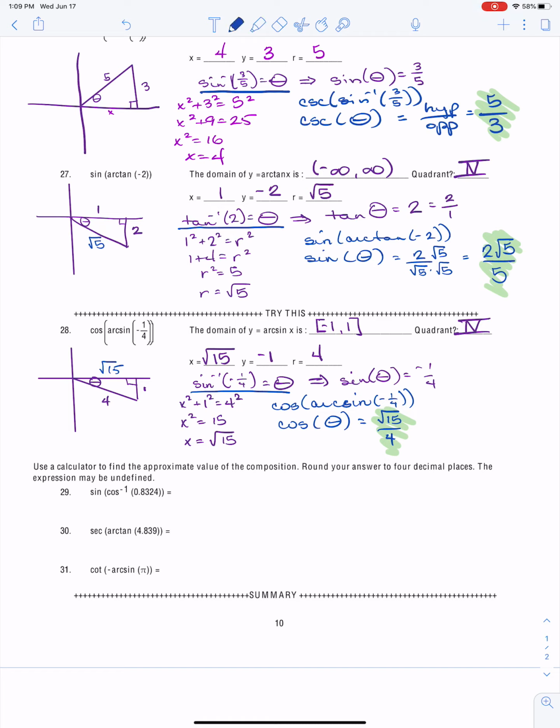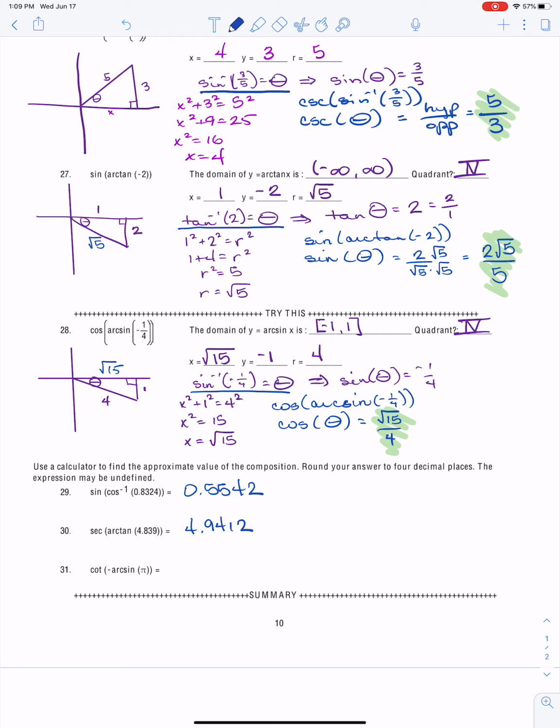Okay, so 29, 30, and 31, we are going to plug these all into the calculator. Please make sure that you are set to radians. The sine of the inverse cosine of 0.8324 is 0.5542. The secant of the arctangent, so that is 1 over the cosine of the inverse tangent, we get 4.9412.